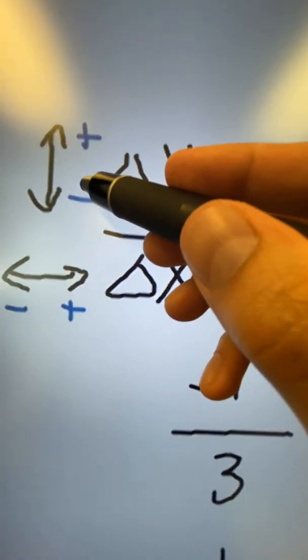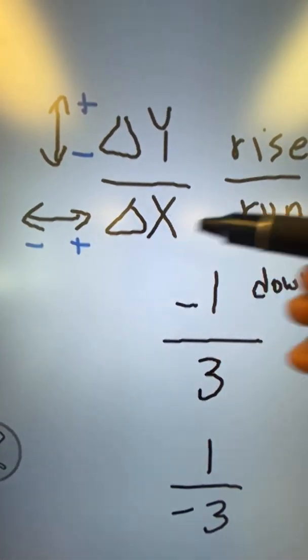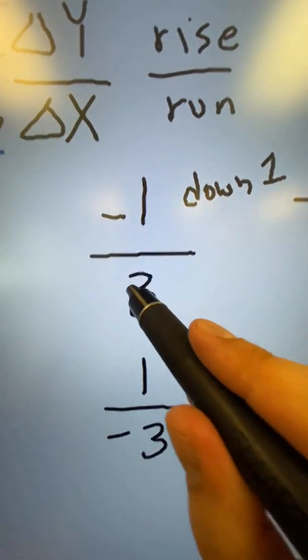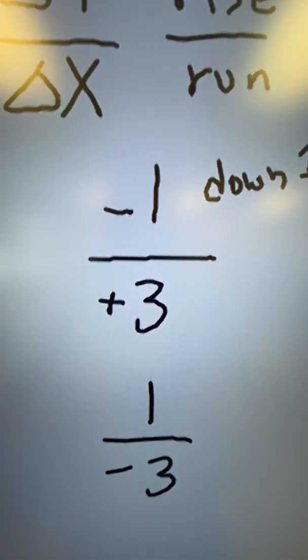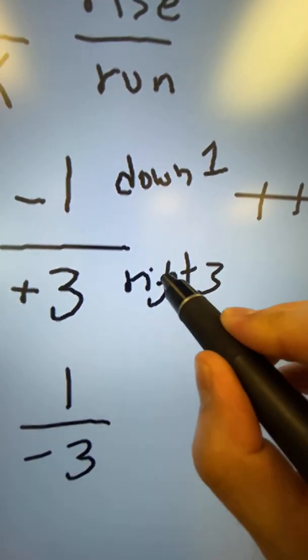Right, it's a negative number. Negative means to go down because, again, the y controls the vertical movement. The x controls the horizontal movement. So this is a +3 because there's no sign there. I know it's a +3, and that's telling me to go right 3 units.